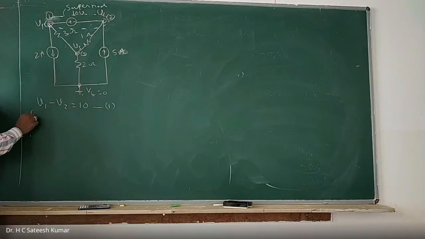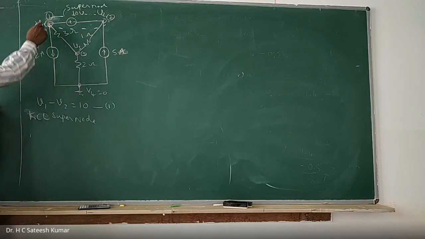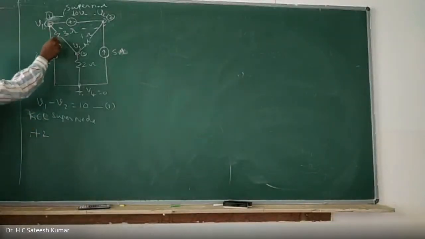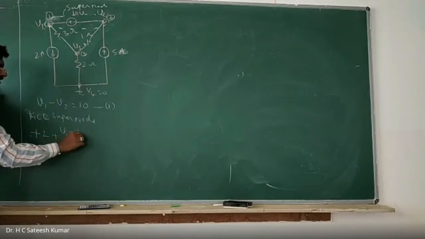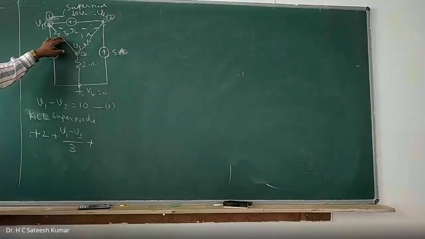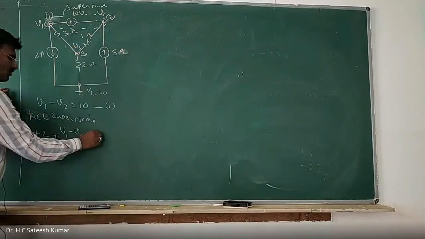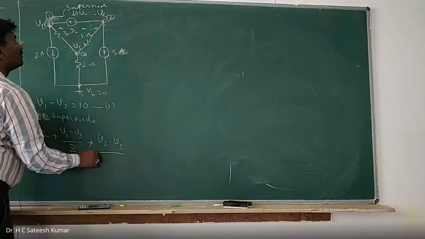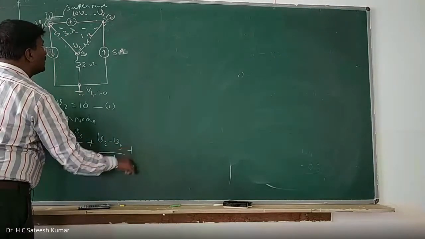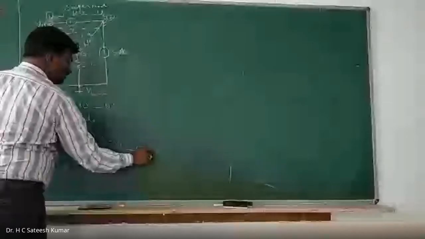KCL to the super node. Here you apply: current leaving is +2, V1 minus V3 divided by 3, plus 2. Next, for this one, two elements are there: V2 minus V3 divided by 1. And current is entering, it should leave, therefore it is -5 is equal to 0.